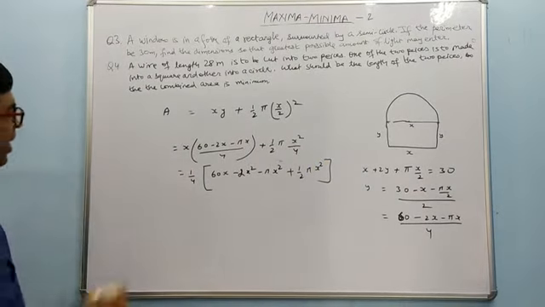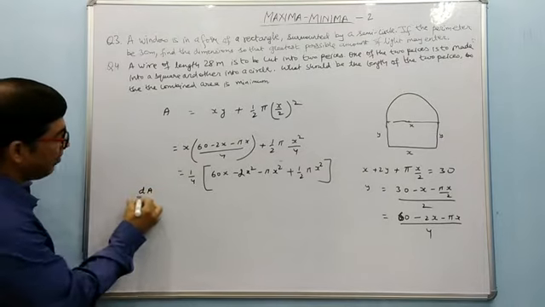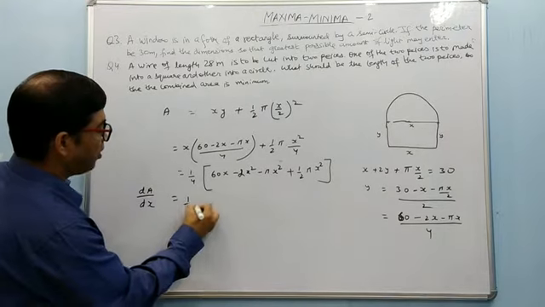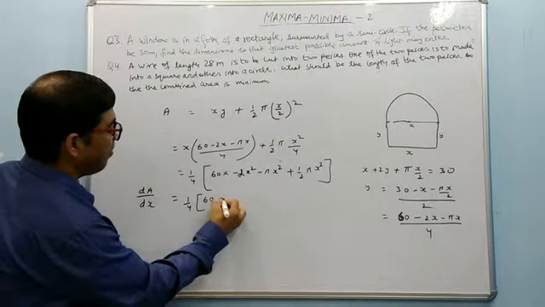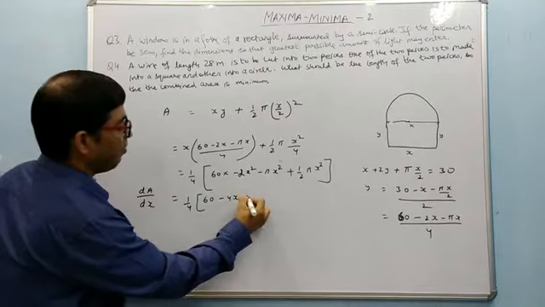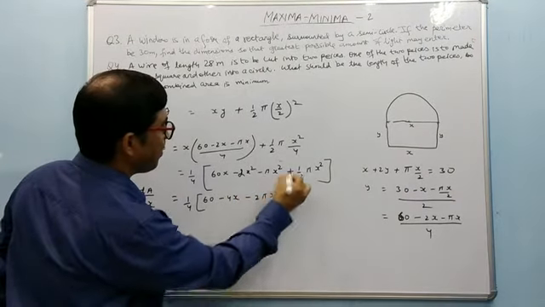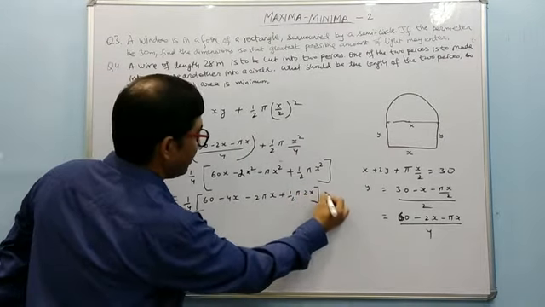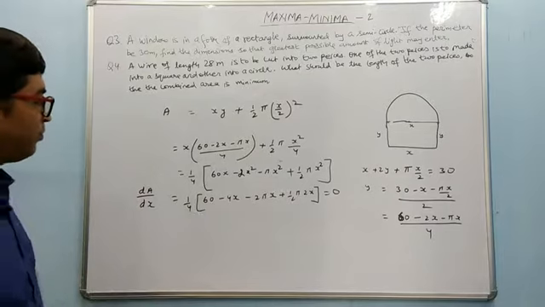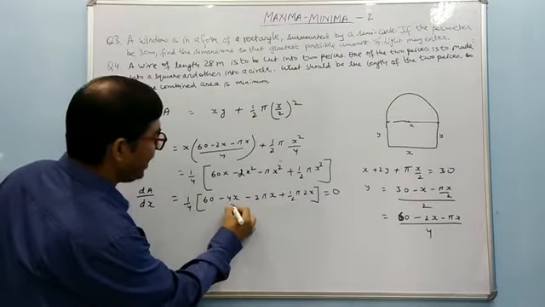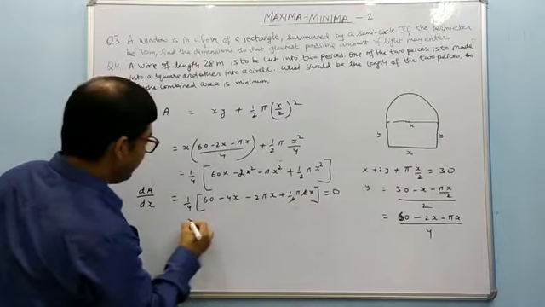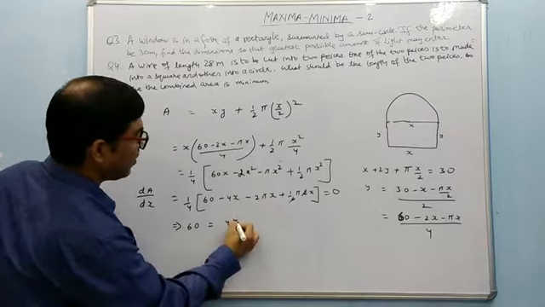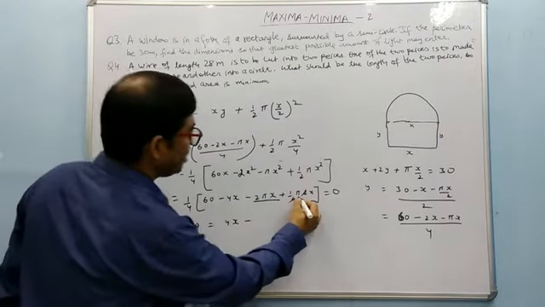Now you just differentiate dA by dx. So it is coming out to be 1 by 4 into (60 minus 4x minus 2 pi x plus 1 by 2 pi into 2x). That we have to put equal to 0. So we will just combine the x terms here. It is coming out to be 60 is equal to 4x plus 2 pi x minus pi x.